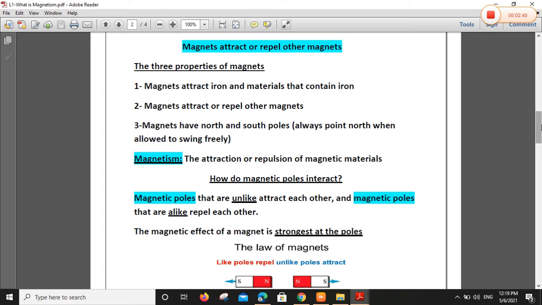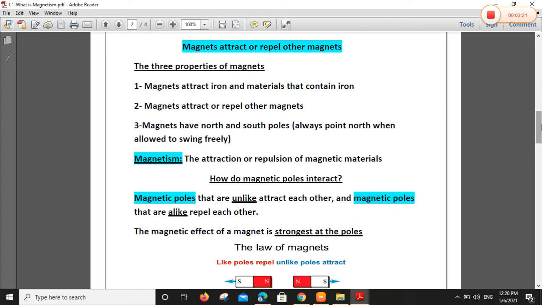Number one, we have the law of magnets. Magnetic poles that are unlike attract each other. Unlike means different. And magnetic poles that are alike, alike means similar, repel each other. So unlike poles attract, like poles repel. This is the law of magnets.